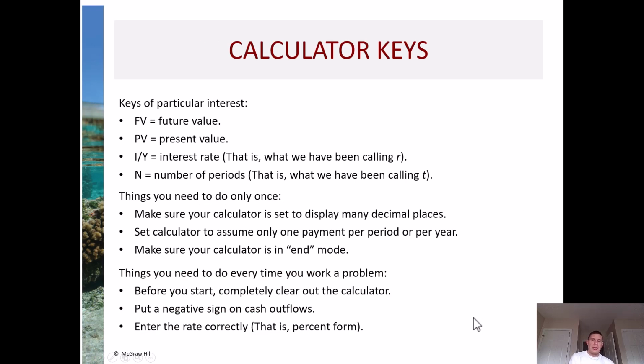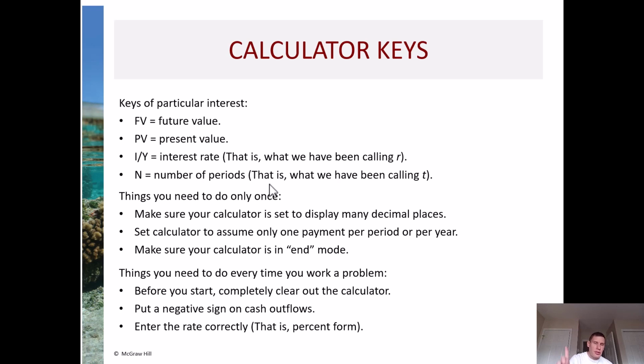Now, as far as the calculators go, if any of you are using calculators, and you are free to use calculators, you can use Excel. There are plenty of tutorials on YouTube on how to use Excel. It's very easy. The keys you're going to want to pay attention to: FV is future value, what it's worth in the future. PV is present value, what it is worth right now. I/Y is just the interest rate, that's what we've been calling R up to this point. And N is the number of periods that we've been calling T.